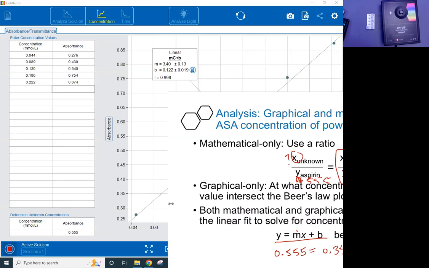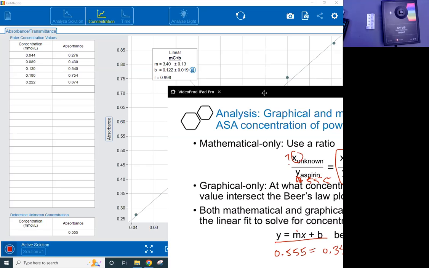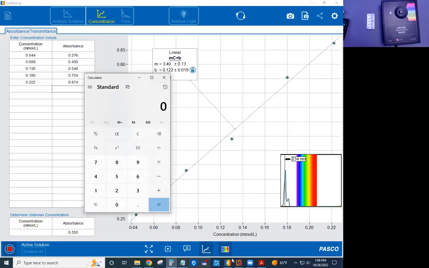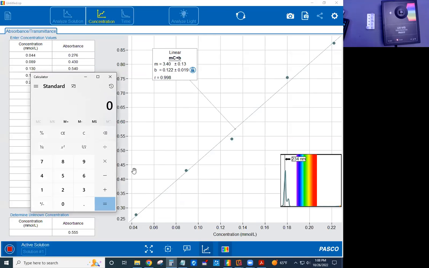X is not known. What is X? Again, that X is on the x-axis. That's concentration. We don't know the concentration. That's what we're trying to figure out. Plus B. And B, according to spectrometry, is 0.122. So if I solve, I can just calculate this very quickly. Let me bring up a calculator on screen because I'd rather not do this in my head. So it is 0.555 minus 0.122.